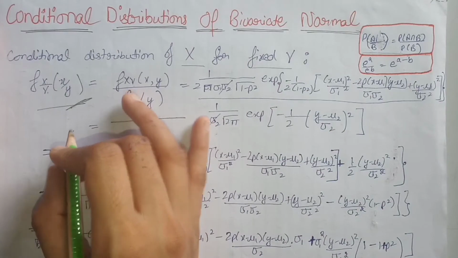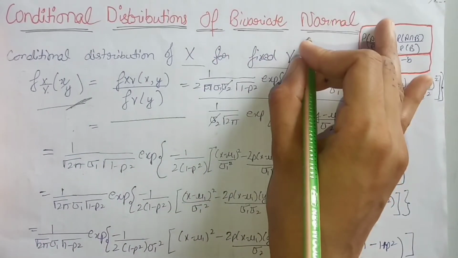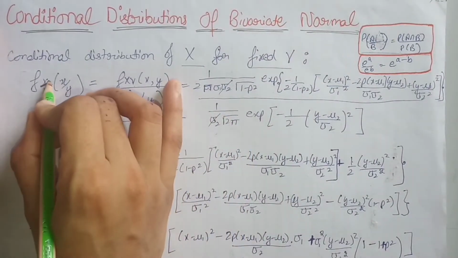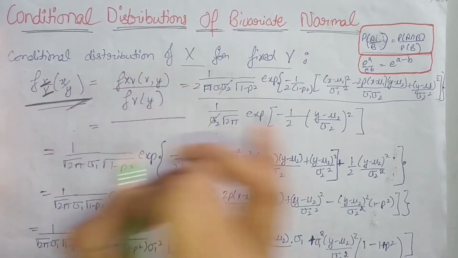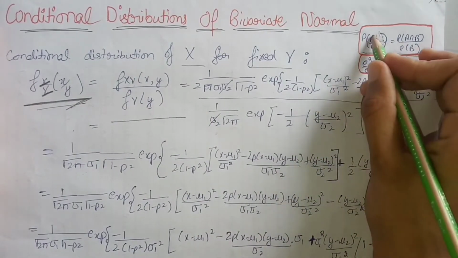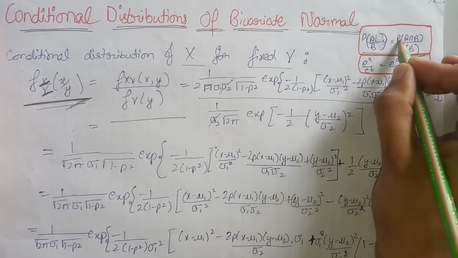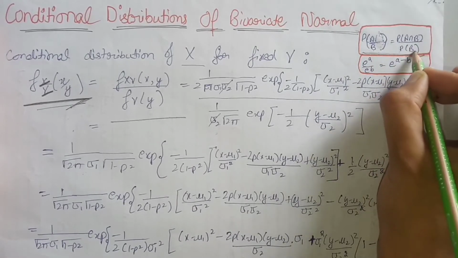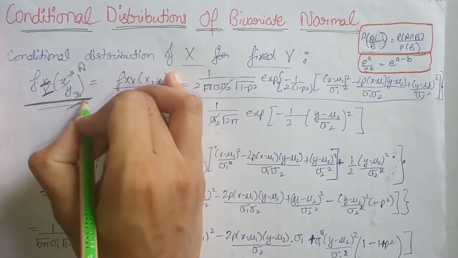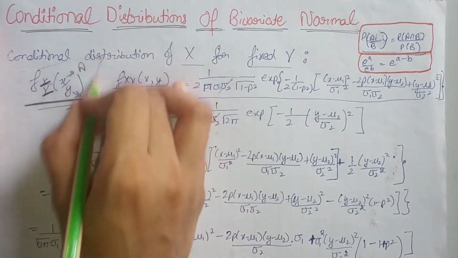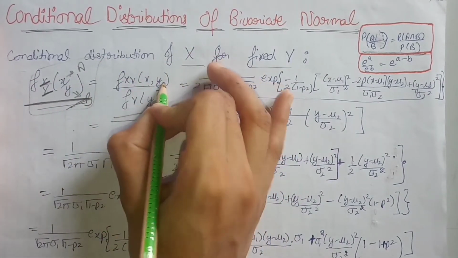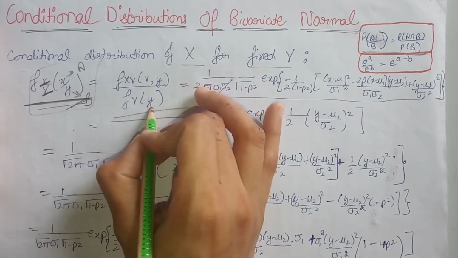Now we will calculate the conditional distributions of the bivariate normal distribution. Firstly we will calculate the conditional distribution of x for fixed y. We know that in probability we have this formula: the probability of a given b is equal to the probability of a intersection b divided by the probability of b. Now considering x as a and y as b, we can write this term as the joint probability function of x and y divided by the probability function of y.